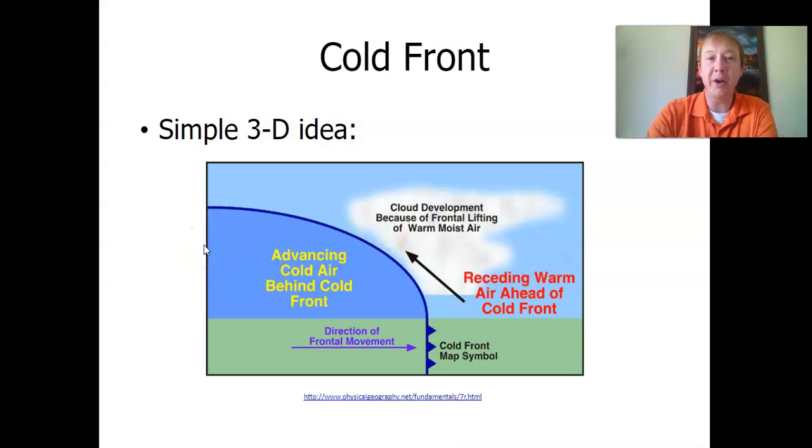So looking at a drawing of how a cold front works, we see this large cold air mass right here. The cold air mass is going to be moving towards the warm air mass. And here is where we have that warm air ahead of the front, so we have a lot of warmer air here.